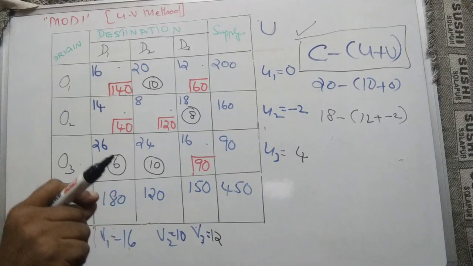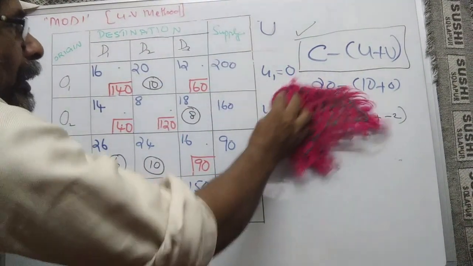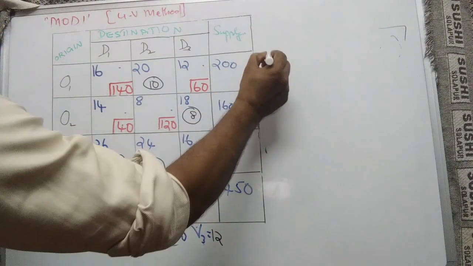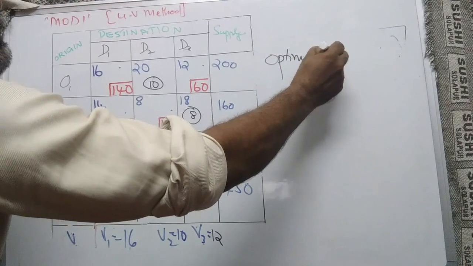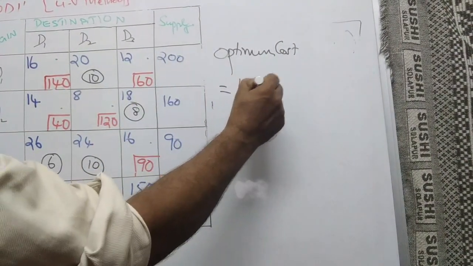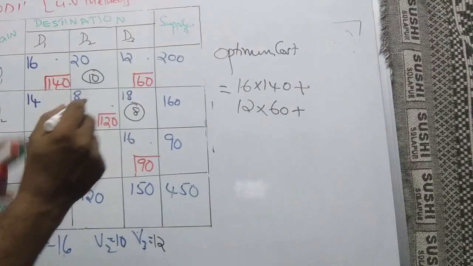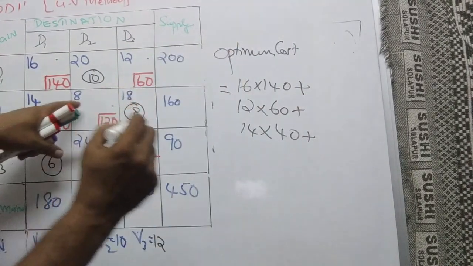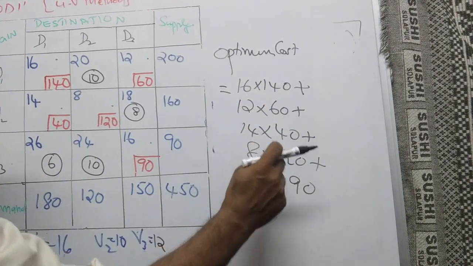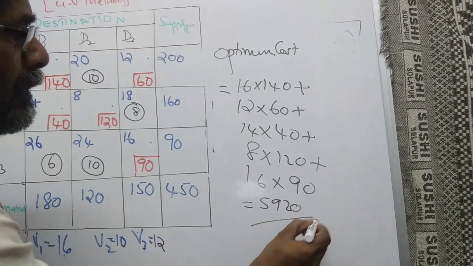Then we find the optimum cost. The optimum cost is the same as derived in the initial basic feasible solution. Optimum is the minimum cost. It is 16 into 140 plus 12 into 60 plus 14 into 40 plus 8 into 120 plus 16 into 90, that is five allocations. It is rupees 5920. This is the MODI method.